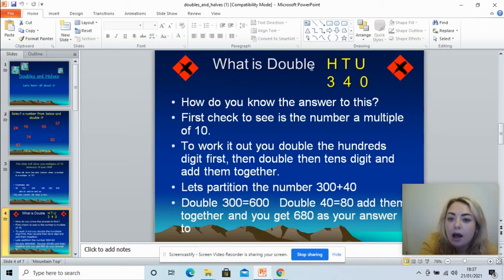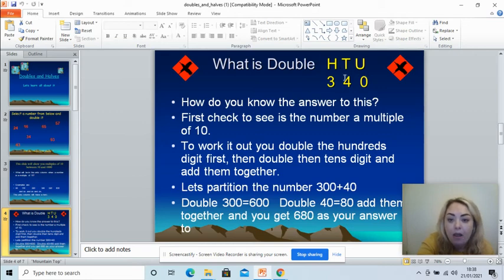So up here, one of our numbers, 340. How are we going to do this? First, we'll check to see if it's a multiple of 10, which it is because it's got a 0 on the end. Then we need to partition these numbers as we did with our two-digit numbers. So we are going to split them up. If you want to put your HTU at the top, the hundreds, tens and units, you can if that makes it easier for you. So in the hundreds column, we have 300. Tens column, we have 40. And in the units column, we have 0.